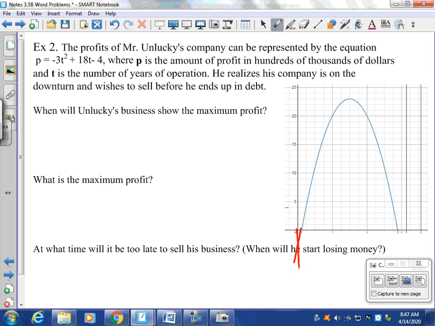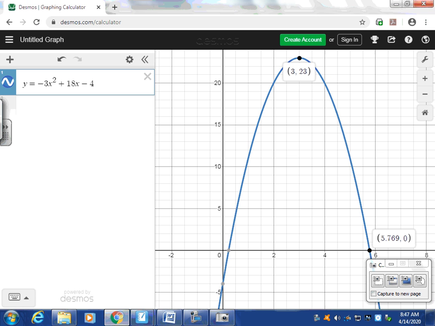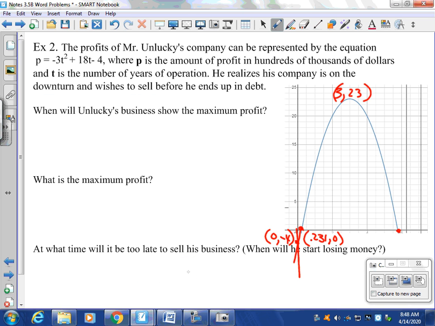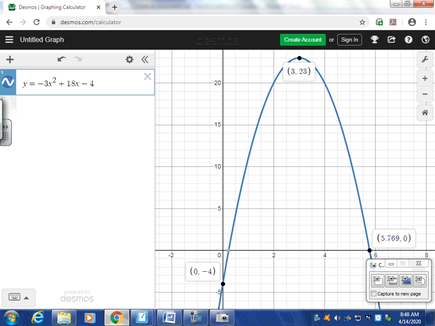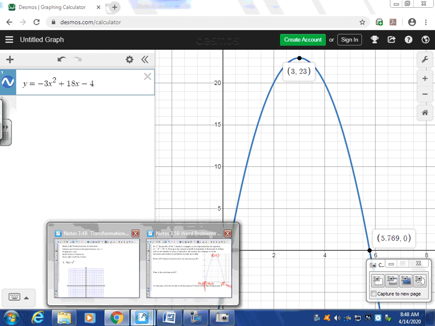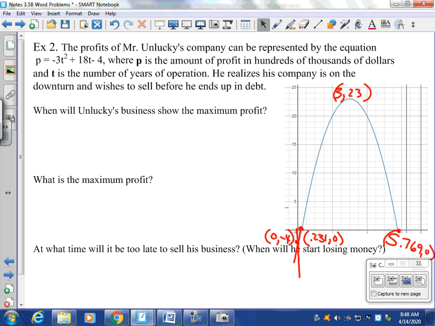So down here, this is 0, -4. This point here was 0.231, 0, I believe. This one was 3, 23, I think. And I forgot what this one is, so I'm going to go back and get that one. 5.769, 0. Now let me make sure I got all those right. 0.231, 323, and 5.769. All right. So now let's see if we can figure out what this problem is asking for.